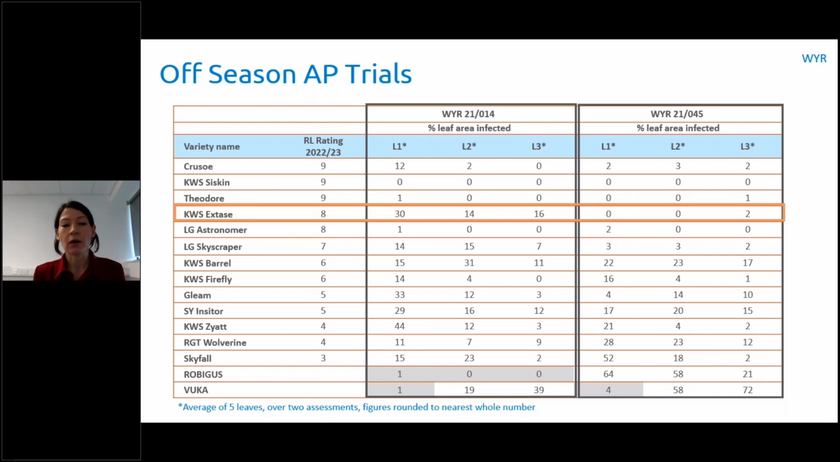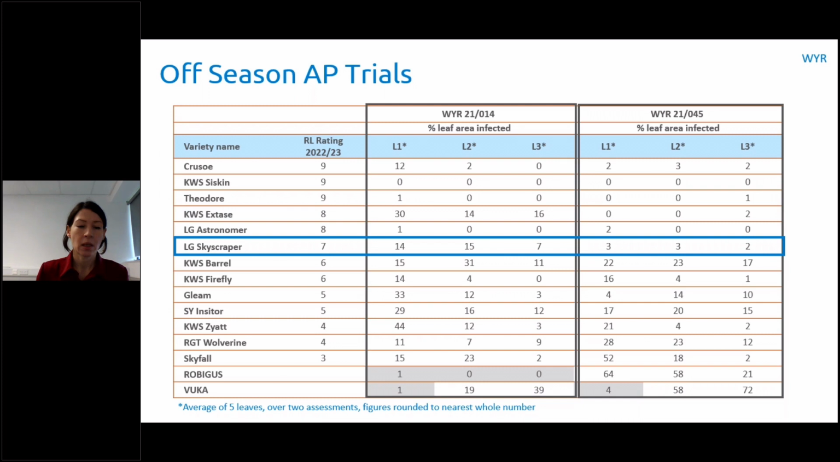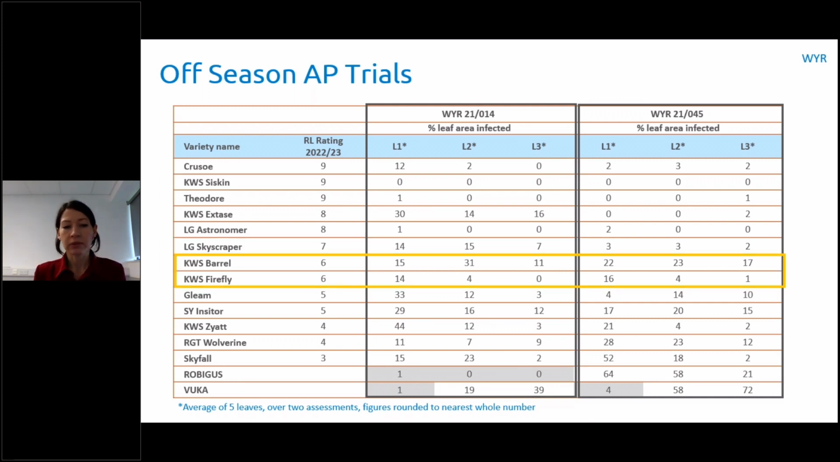Caderus Stays has a rating of 8. You can see that one was susceptible to 2114, but really quite resistant to 2145. Caderus Skyscraper with a rating of 7. You can see it's slightly similar, where it's more susceptible to one isolate compared to the second isolate. Caderus Barrel and Caderus Firefly, I lumped in the same box because they both got a rating of 6. And you can see that out of the 2, it's Barrel that was more susceptible than Caderus Firefly.